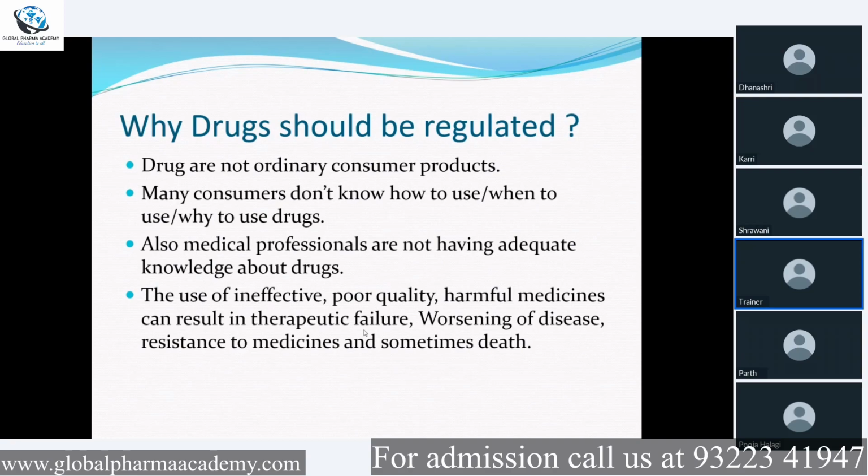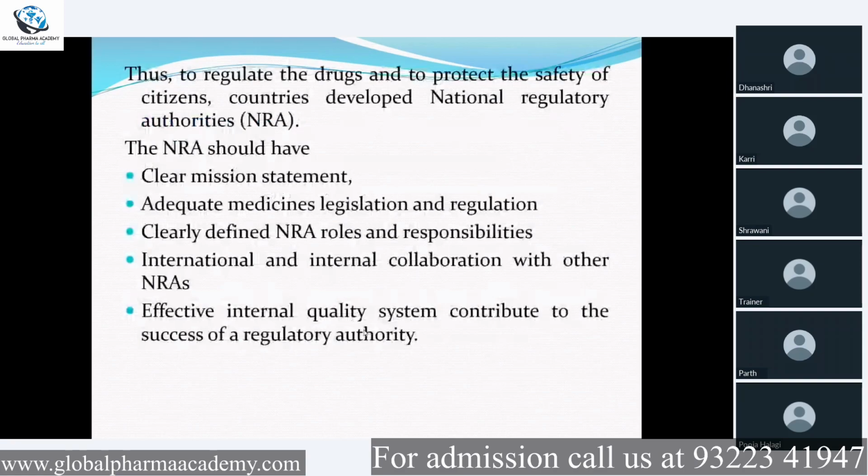So next is, due to these factors, there is a need to regulate the drugs. That's why, to regulate the drugs and to protect the safety of the citizens, countries developed national regulatory authorities. National regulatory authorities are also called health authorities or drug regulatory authorities. These are synonyms: national regulatory authorities, drug regulatory authorities and health authorities.